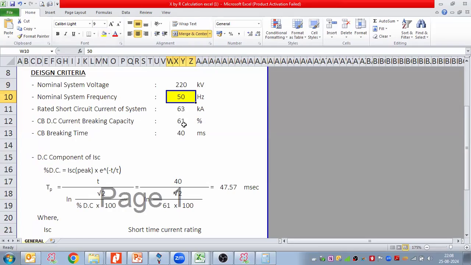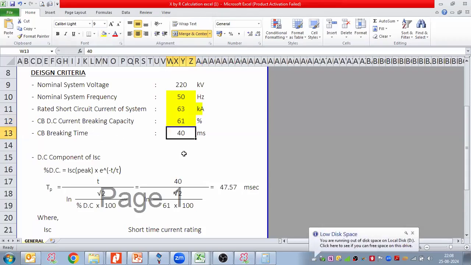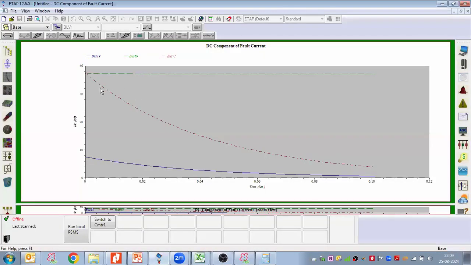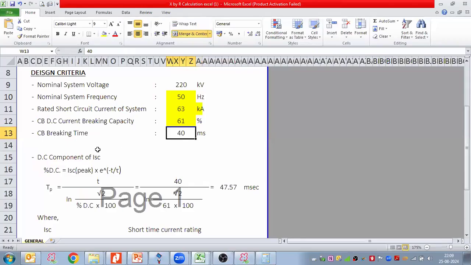This short circuit current rating, 63 kiloampere, is the rating of the breaker which is interrupting the circuit, and this breaker's DC current breaking capacity, 61%, is given by the manufacturer. Breaker opening time is important because when the contacts separate it takes some time, and at that time the X by R, like your current, has a different value. So for this reason, breaking time is also important to use here.